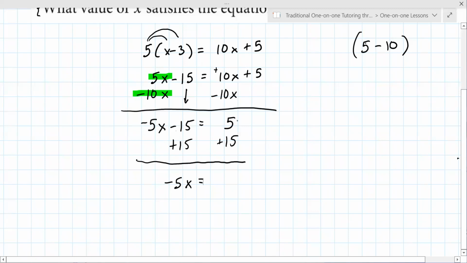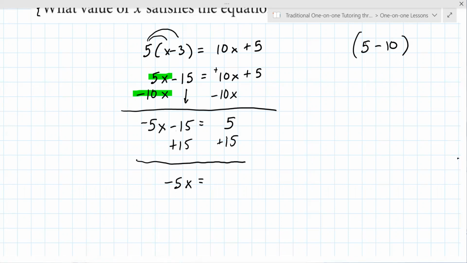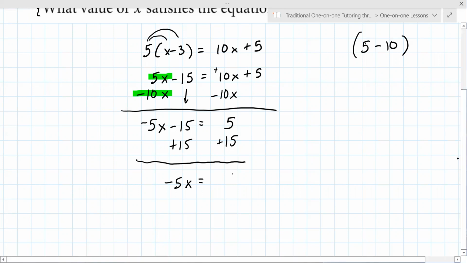So how about 5 plus 15? I'm writing it down. Plus 15. All right, negative 5x equals 20.